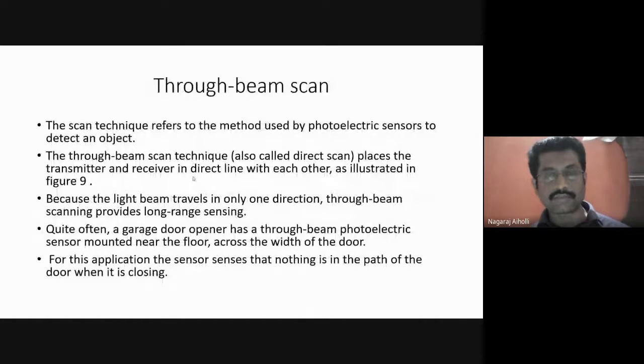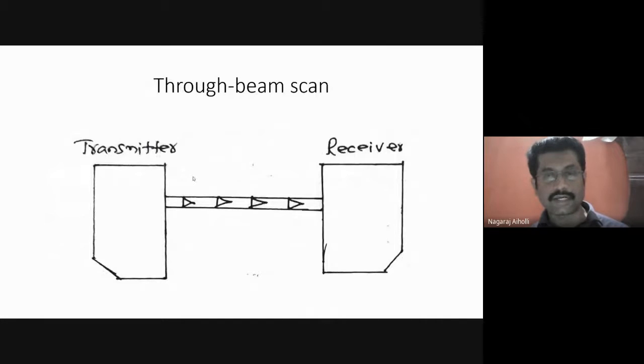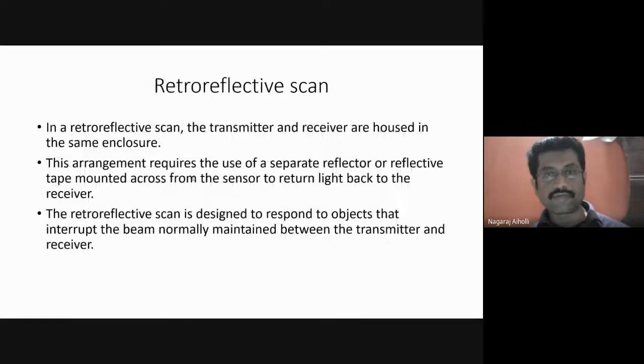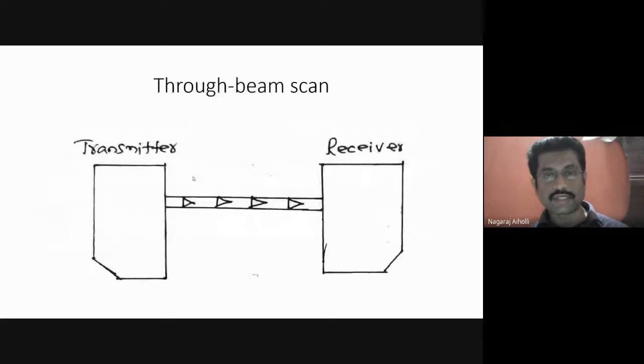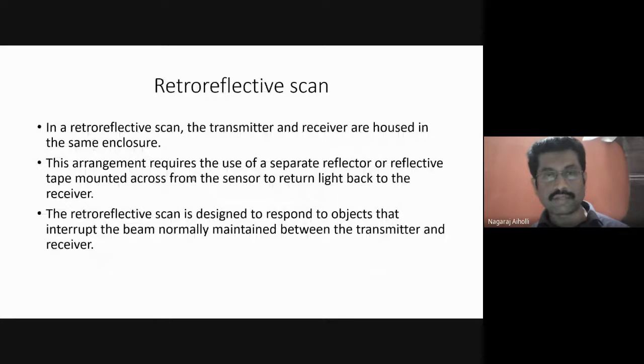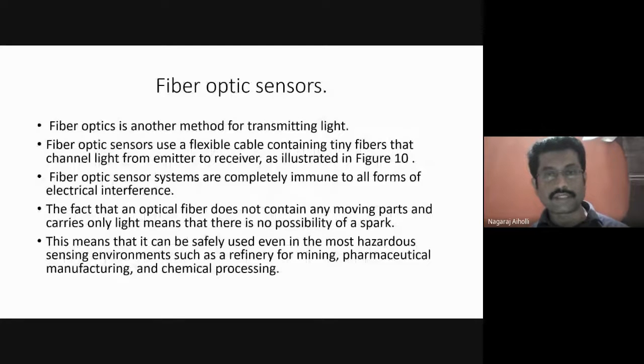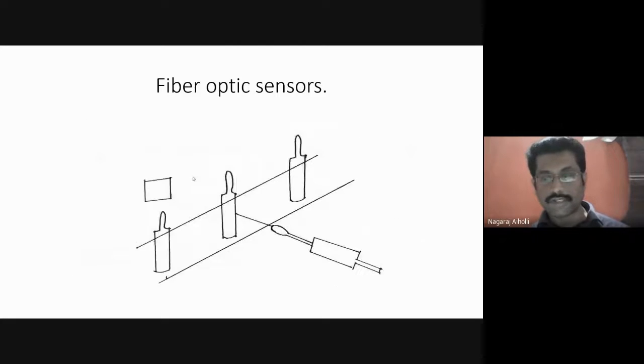Through beam scanning, that means both the transmitter and receiver are on the same line, direct line with respect to each other. Retroreflective scanning, in which there is a reflector present in between the transmitter and the receiver. Okay, but in through beam scanning, there is no reflector present. That is the difference between the through beam scanning and the retroreflective scanning. And fiber optic sensors, one of the advanced technology, which is immune to electromagnetic interferences, which operates with the principle of total internal reflection. Its applications are to count the bottles or to detect the presence of the bottles on the conveyor line, conveyor belt.